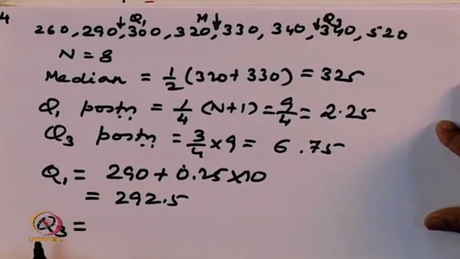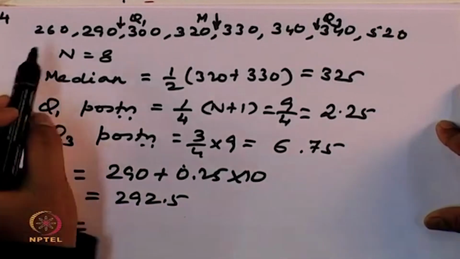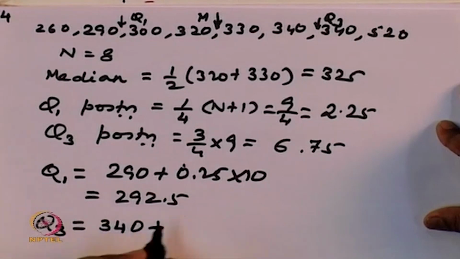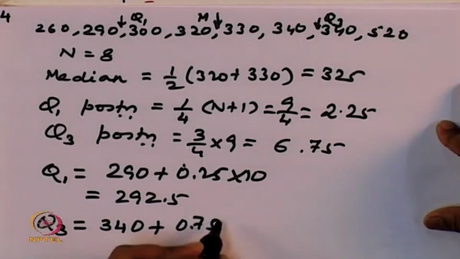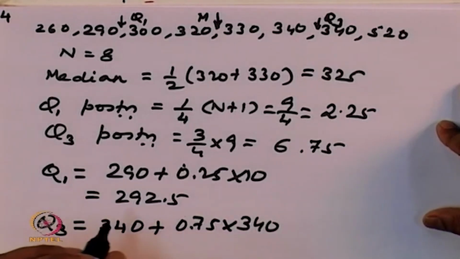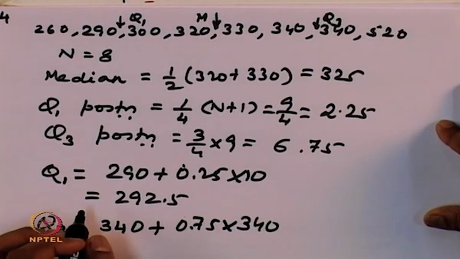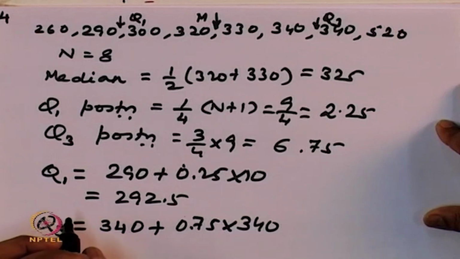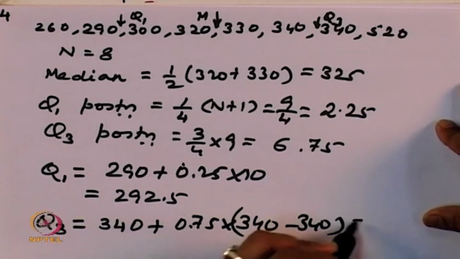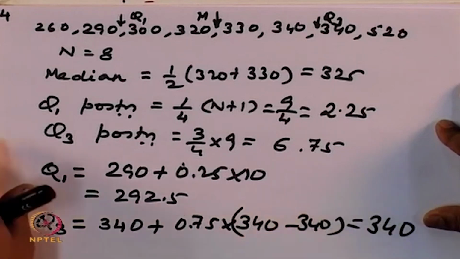Q3 is going to be 6.75, 1, 2, 3, 4, 5, 6 is 340 plus 0.75 into 340. So, it will still get the value. Q3 is in this particular position, 0.75 times 340. No, but the 340 minus 340, which is nothing but 340 only. Okay. So, we have calculated the values of Q1 and Q3.